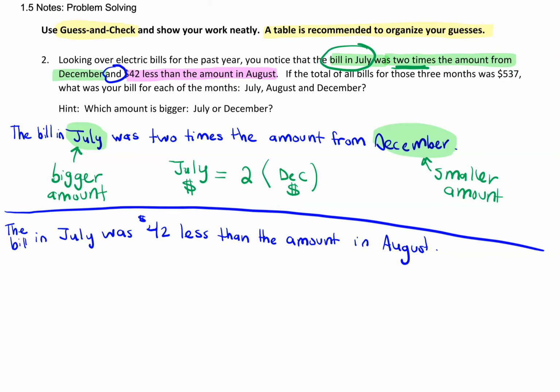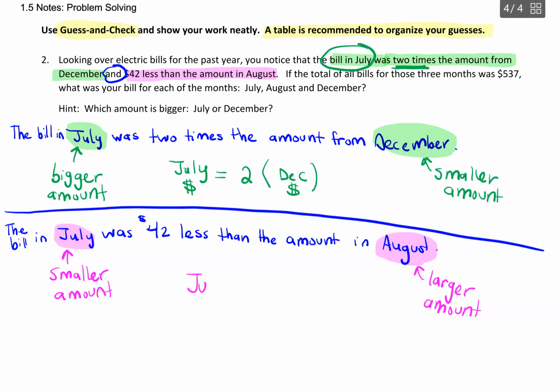Now let's read that second relationship when we're comparing July to August. So the bill in July was 42 less than the amount in August. So which amount was smaller? July was less than the amount in August. July is the smaller amount. Now I'm going to keep that in mind when I start doing my guess and check strategy here.